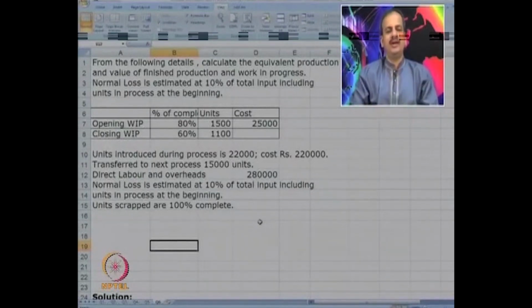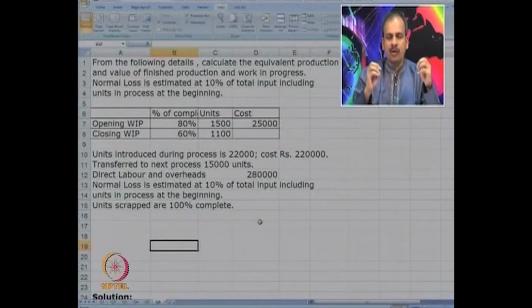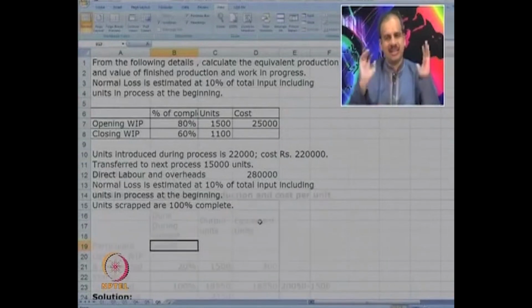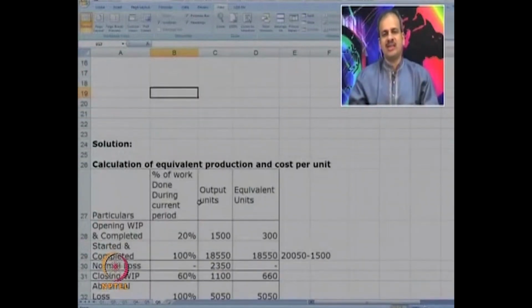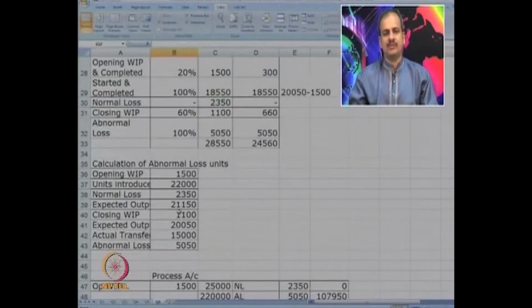So how will you go ahead? What do you suggest? Just think over a bit. Now various data on equivalent production is given. So first we have to calculate how much will be the equivalent output for work in progress, closing stock, normal, abnormal loss or gain, etc. So before the cost calculation, let us go to calculation of normal or abnormal loss.